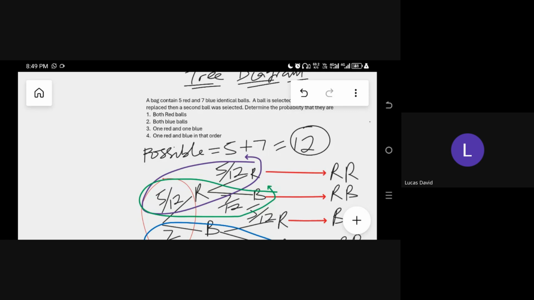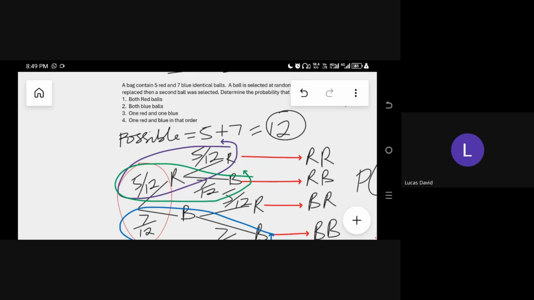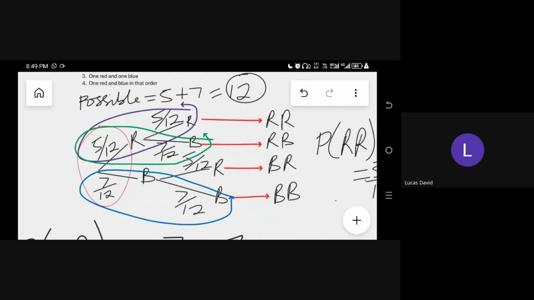So, for number 4, one red and one blue in that order. In that order means in that arrangement. So that's to say that the first one is red and the second one is blue. If you're doing that, then you are taking only red and blue. You don't have to say red and blue or blue and red, because you've been told that in that order, the first is red, the second is blue. So you're taking red and blue alone. That is 5/12 times 7/12 for red and blue alone in that order, from the tree diagram.